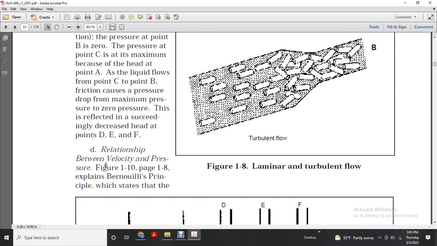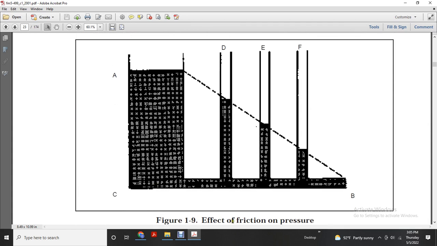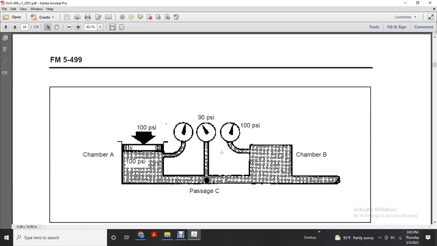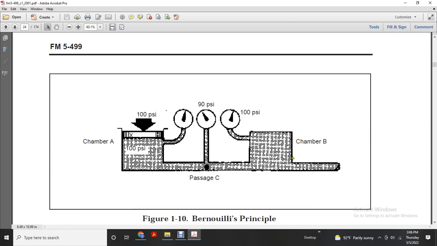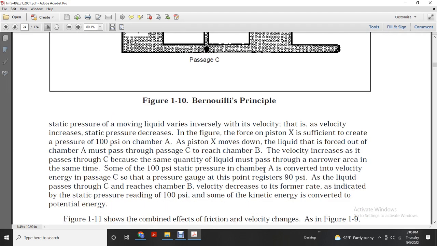The relationship between velocity and pressure, shown in figure 1.10, explains Bernoulli's principle. Figure 1.10 shows the effect of friction on pressure at A, B, C, D, E and F. Chamber A shows 100 psi and the gauge shows 90 psi. Static pressure in a moving liquid varies inversely with the velocity. The velocity increases as the static pressure decreases.